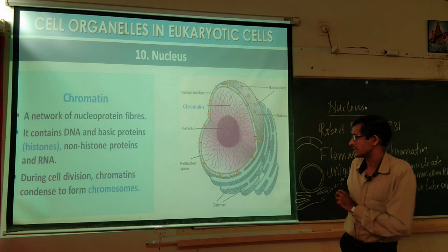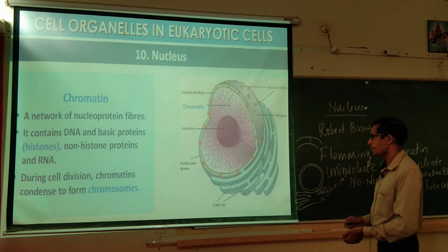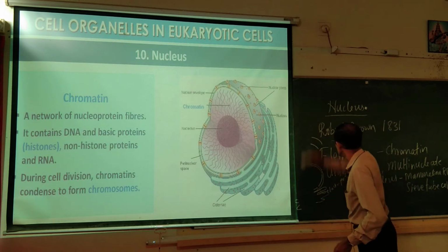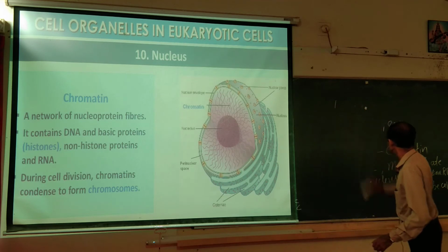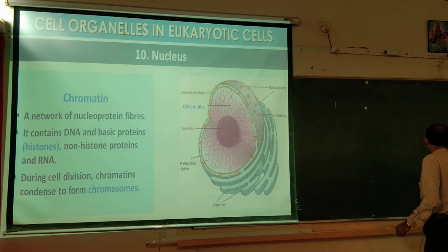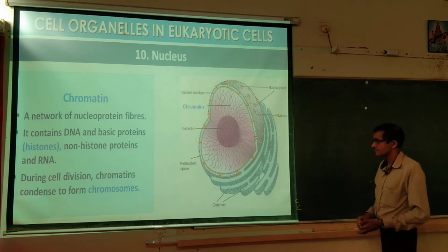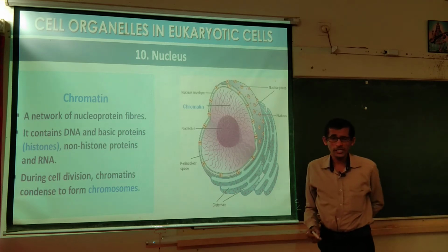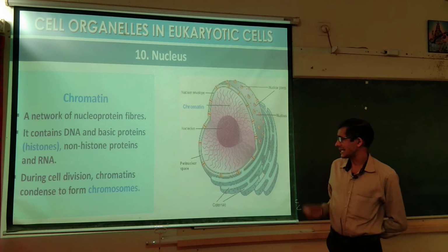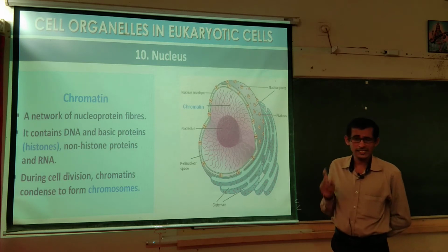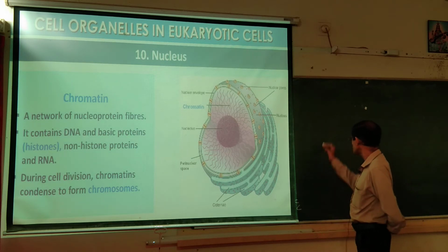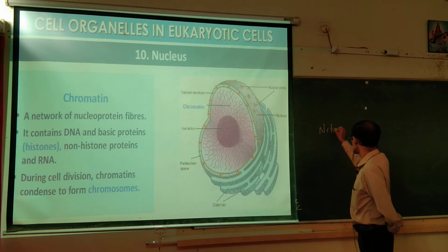What is this chromatin? A network of nucleoprotein fibers. So, chromatin means, what is meant by chromatin? It is the network of nucleoprotein fibers, and it contains DNA and basic protein, that is histone. So, chromatin is a network.